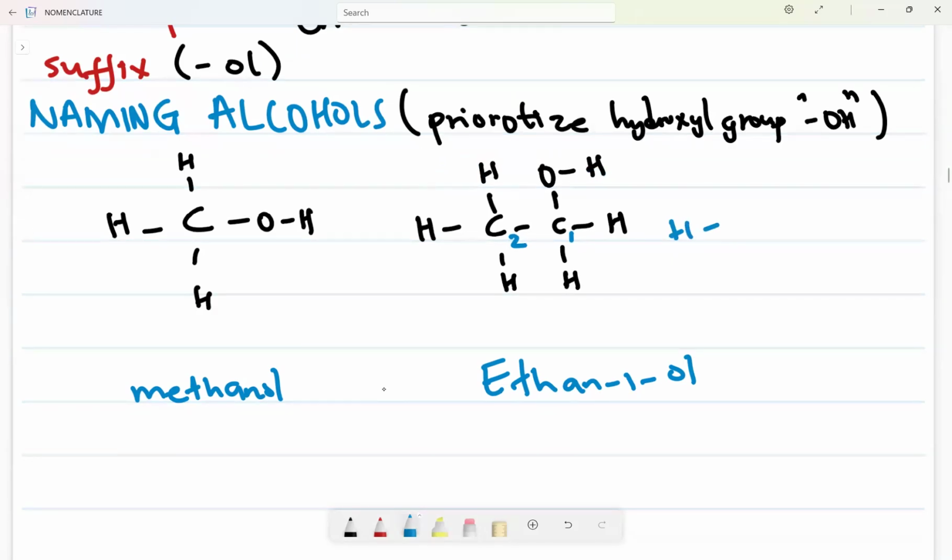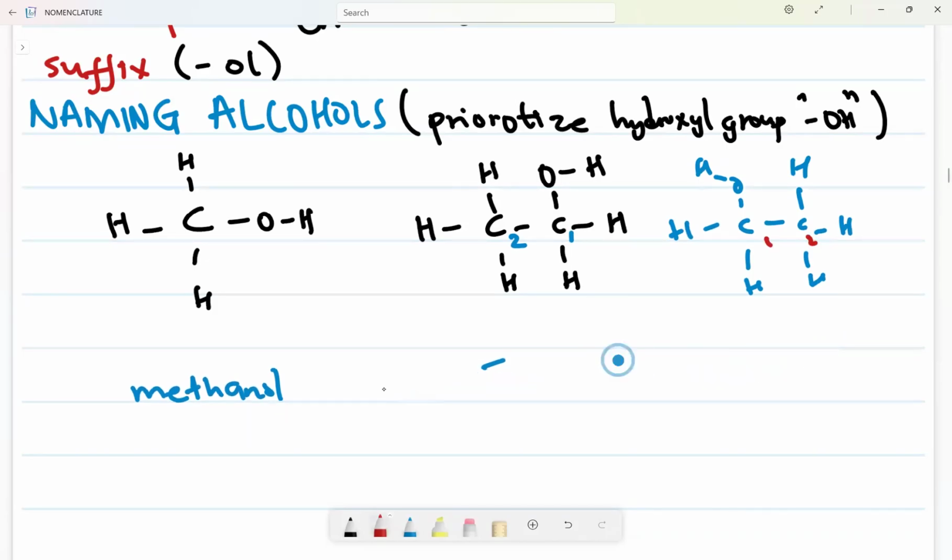Check: if I take this one and take the OH to this side, can you see it's still on carbon number 1? Number 1, number 2. The name is still ethan-1-ol. No, instead we just say it is ethanol. Okay, ethanol. Okay, we start numbering from, let me note this.